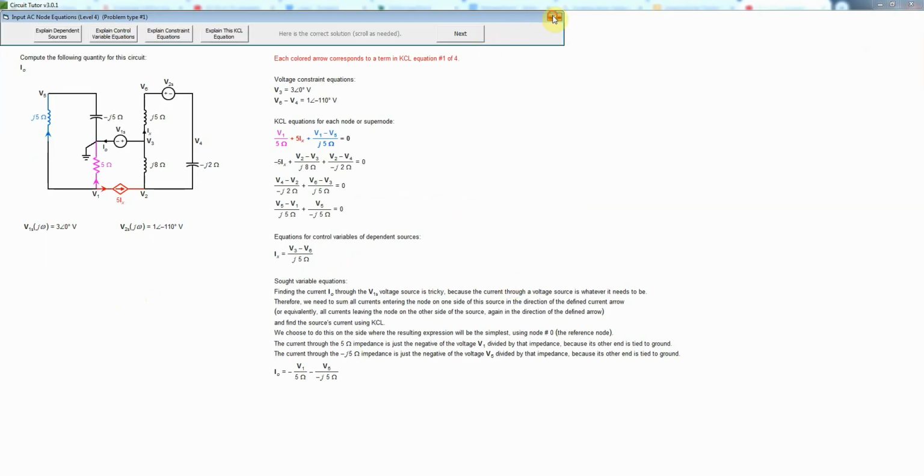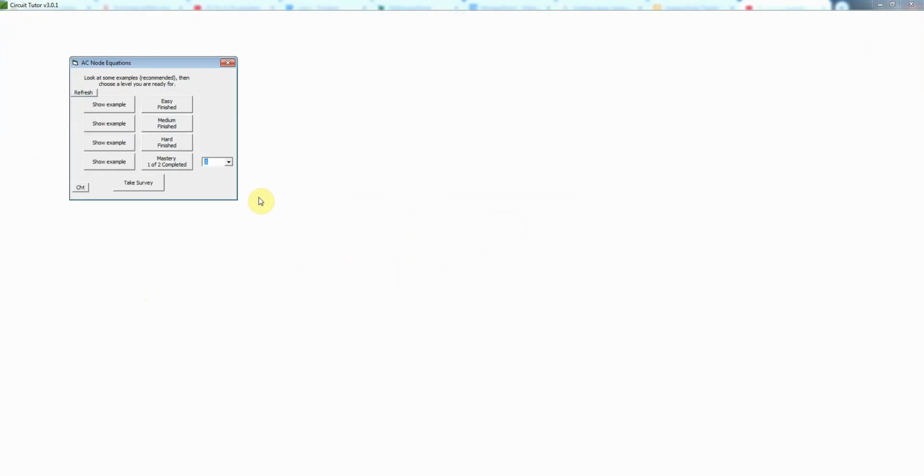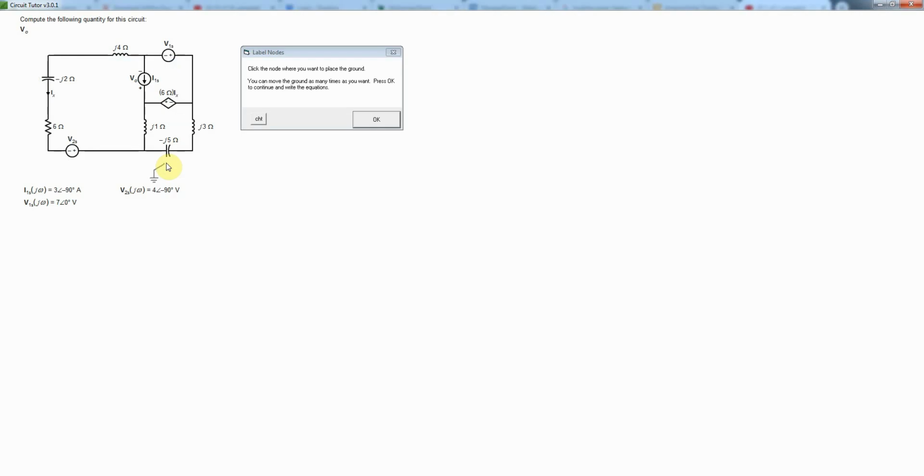Now, I'm going to skip the detailed explanation here and just work a problem of the other type on this level, just to be complete. So this problem will be a little bit different, and again, we need to place the ground. Here we have two voltage sources connected to this node, so that would be a great one to place my ground. So I'm going to place it there.